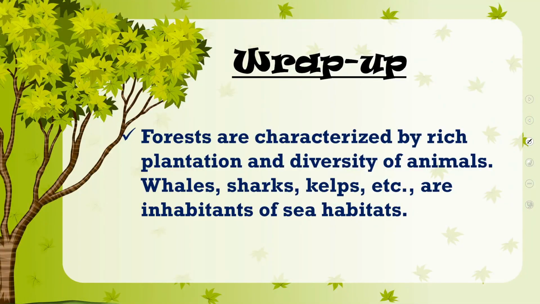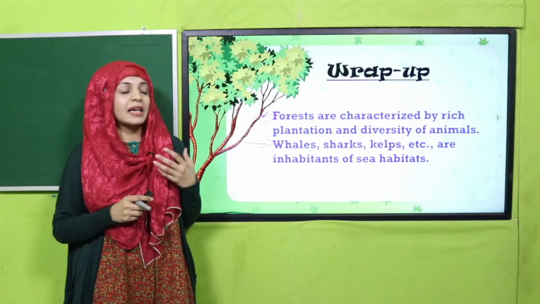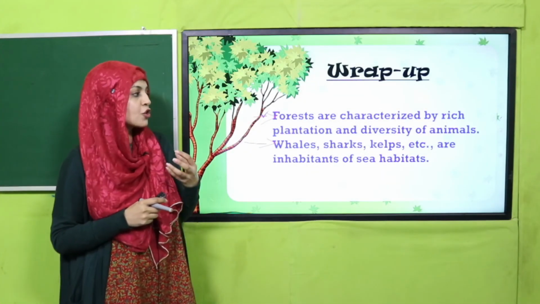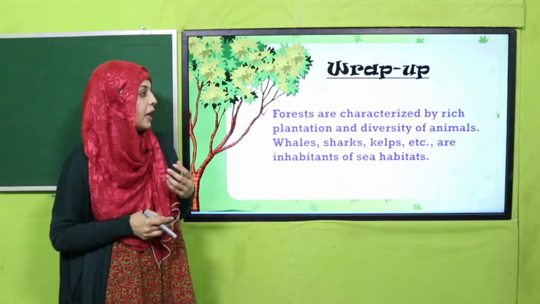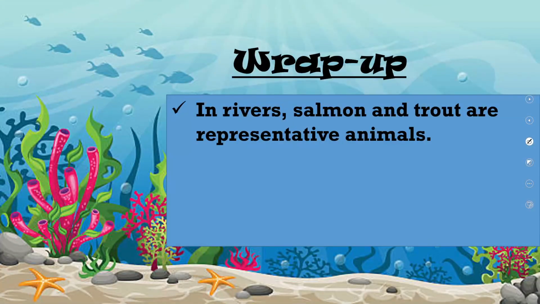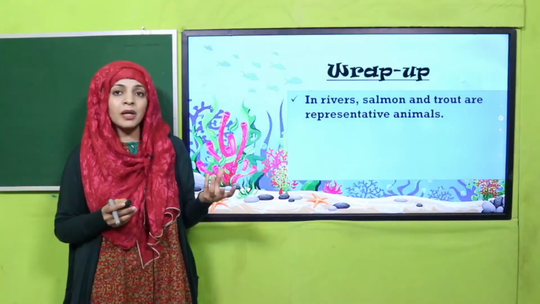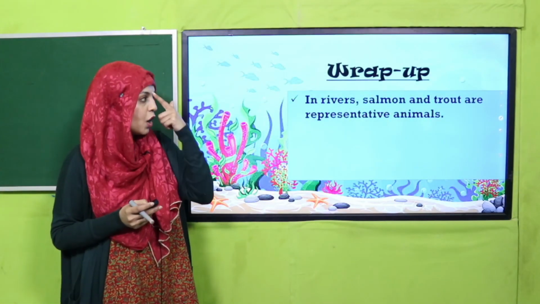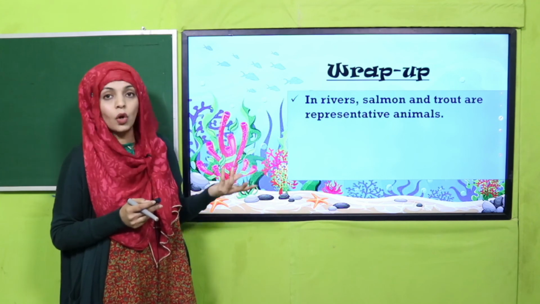Forests are characterized by rich plantation and diversity of animals. Whales, sharks, kelps, etc. are inhabitants of sea. In forest habitat there are a lot of animals and plants, whereas in sea habitat you can find whales, sharks, kelps, etc. And in rivers, salmon and trout are representative animals. In rivers, that is fresh water, salmon is an animal, the name of a fish, and trout is also a fish.